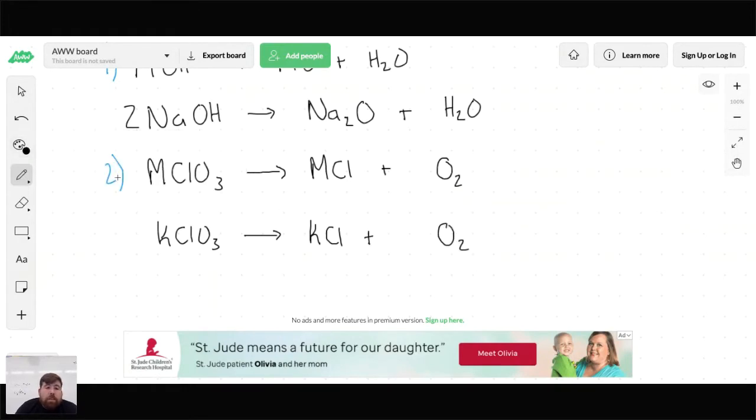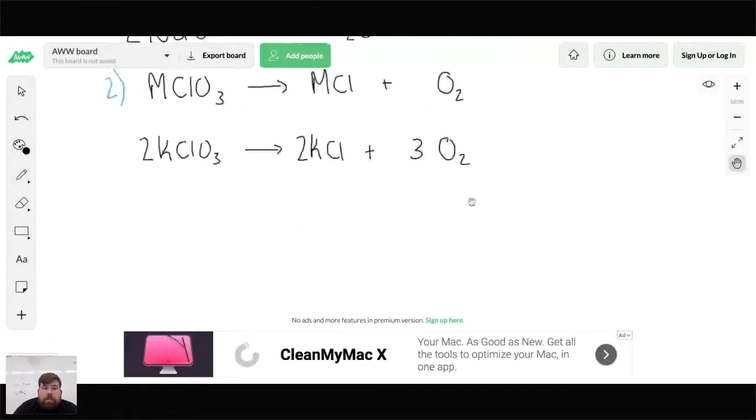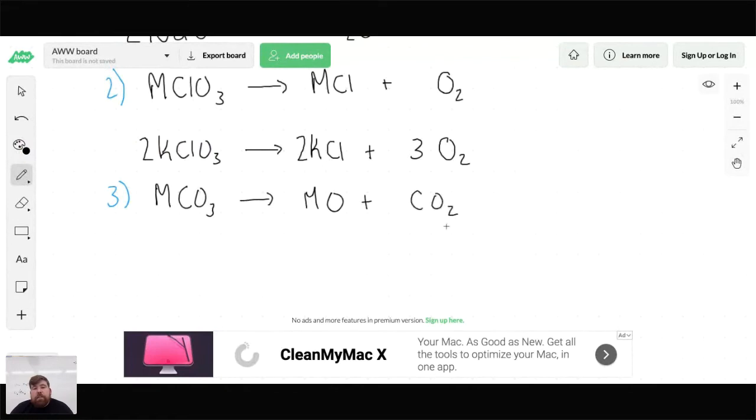In order to balance this, we need to place a 2 in front of the KClO3 and a 3 in front of the O2 in order to get the correct number of oxygens, and then a 2 in front of the KCl. The last type of oxide decomposition that you should pay attention to is the metal carbonate. That's a metal bonded with the carbonate polyatomic ion, CO3. And that's always going to produce the metal oxide and carbon dioxide, CO2.